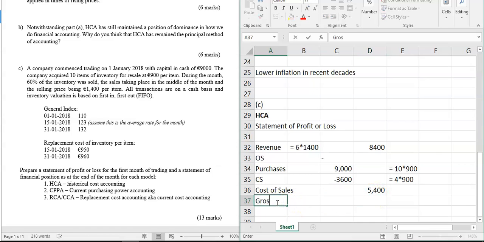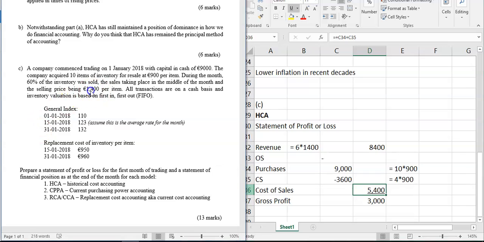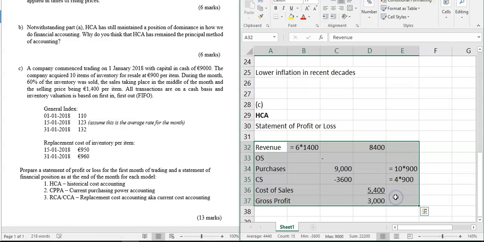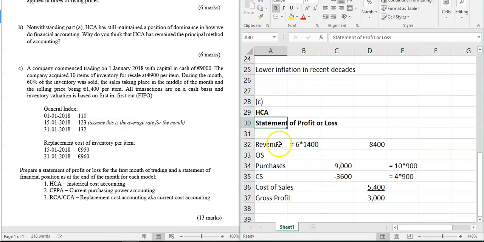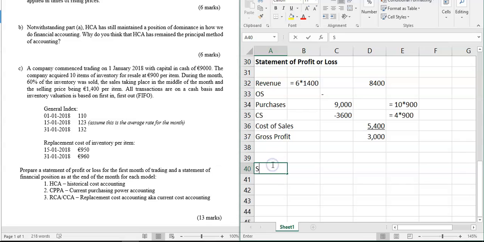And that will get you to your gross profit. In this case, the profit that we're going to use, as we've no expenses, is revenue minus cost of sales, 3,000 euro. So you sold them for 1,400, you bought them for 900, which is 500 euro for each of the 6 units. It's just important that you understand what way we present it and what way it's laid out. So that's a statement of profit and loss. And then the statement of financial position.